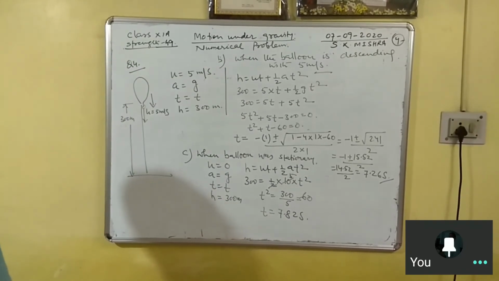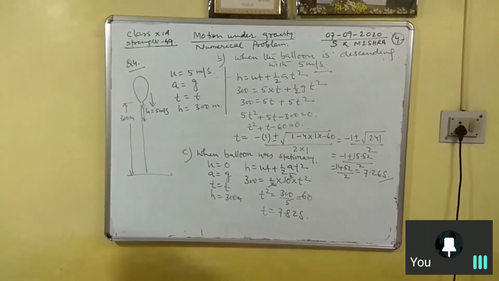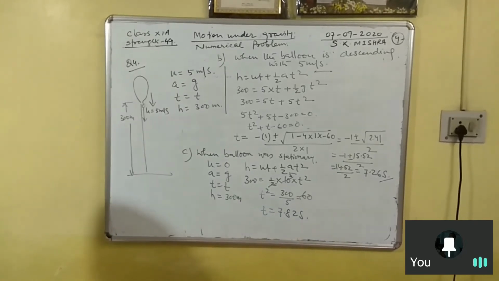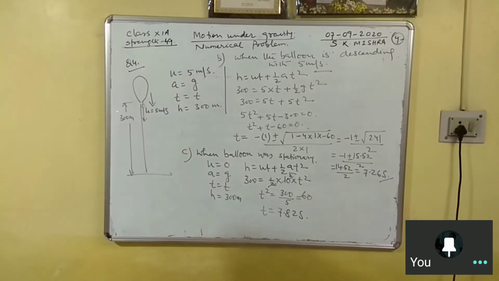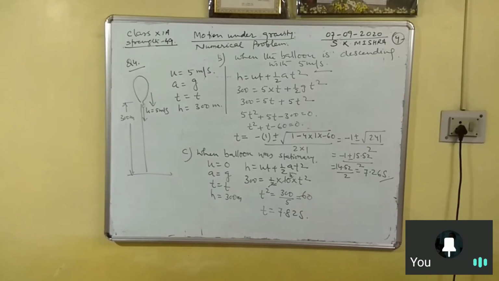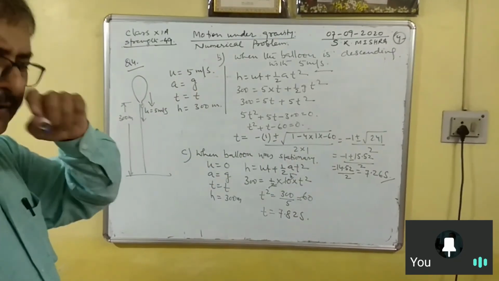So the scenario is, now the question is: a balloon rising vertically up with uniform velocity 15 meter per second releases a ball. Find the time taken by the ball to hit the ground and the total height of the balloon when the ball hits the ground. That I have done. No, this question I was not taking.